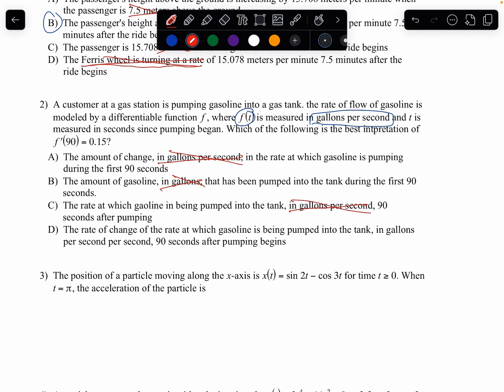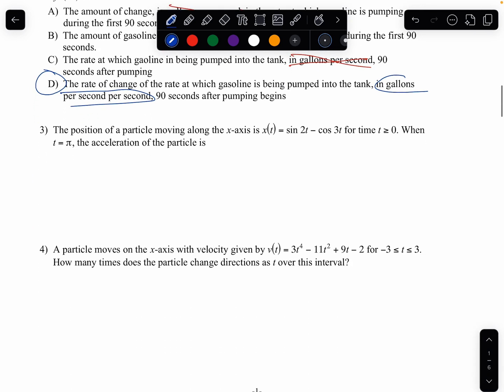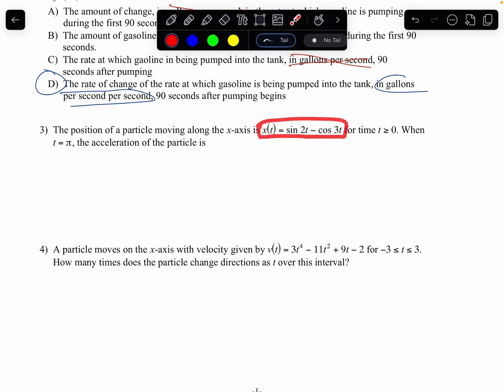Okay, the rate of change of the rate. Yep, that sounds right. It's the rate of change because the rate of the flow of gasoline is already F of t, so we're doing the rate of that. So the rate of change of the rate at which gasoline is being pumped into the tank in gallons per second, 90 seconds after pumping begins. Yep.